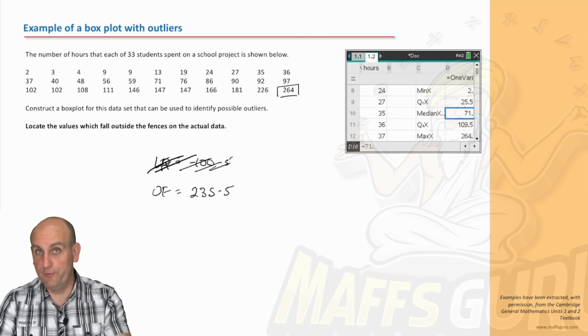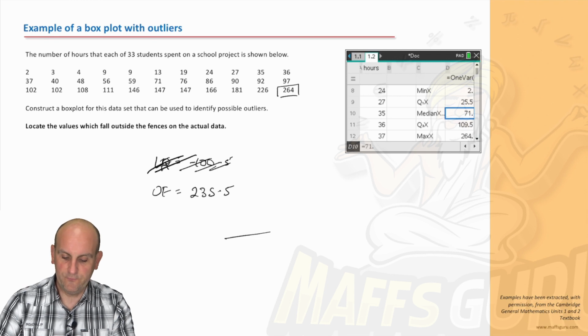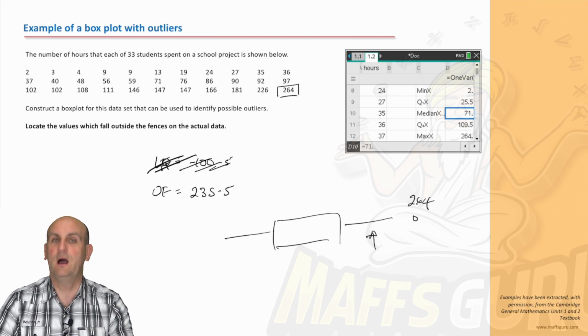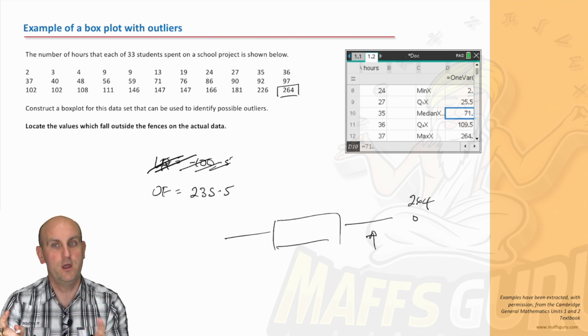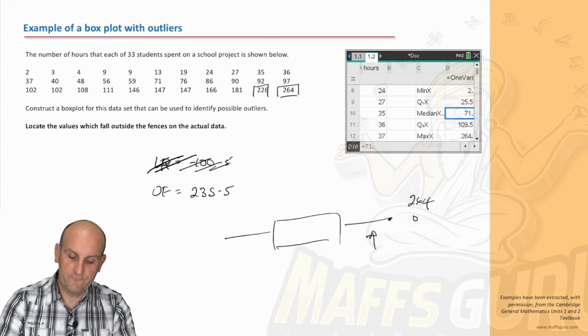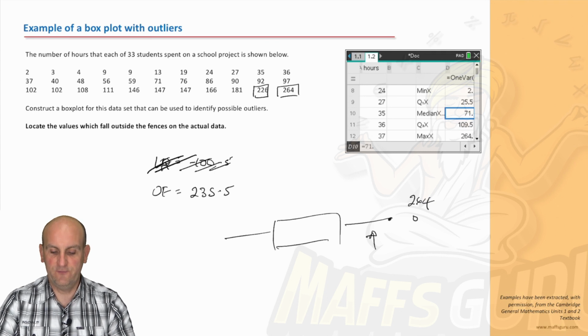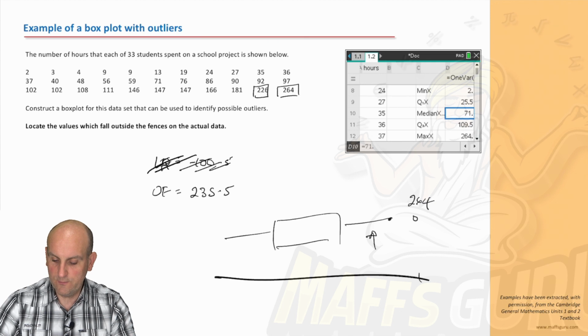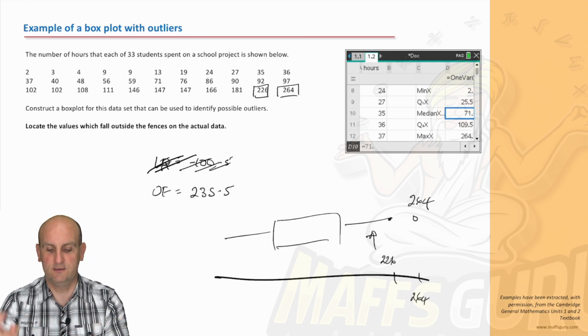Now, one of the most important things about outliers, and a lot of people get confused by this, is how do we know how long to make that line? Because we know we're going to have a circle at 264. A lot of people think, oh, I'll just draw a random line. No, the end of this line becomes the first non-outlier value. Because that says 226, I would make sure that when I drew my line, it would be level with 264, but the end of my line would be level with 226. You don't just draw a random line.